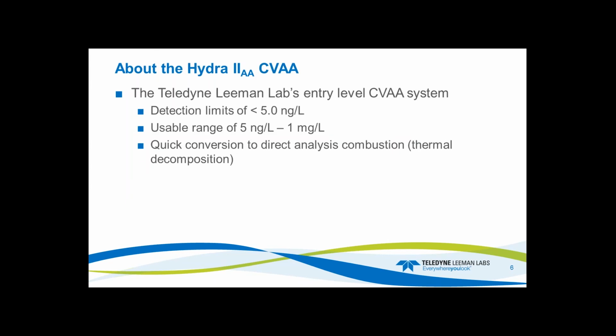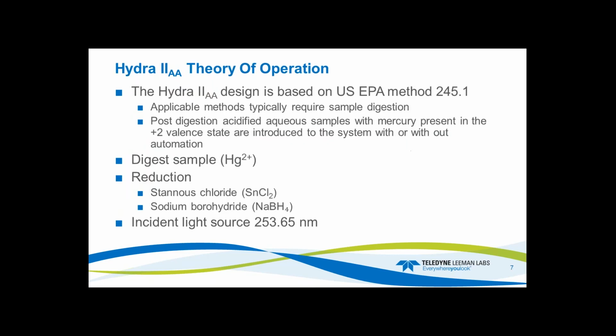A little bit about the Hydra AA CVAA system. It's an entry-level system. Our detection limits are less than 5 nanograms per liter. We have a usable range of 5 nanograms up to 1 milligram per liter, which we'll get into. And it can be quickly converted over to a thermal decomposition system, which suffices for EPA 7473.